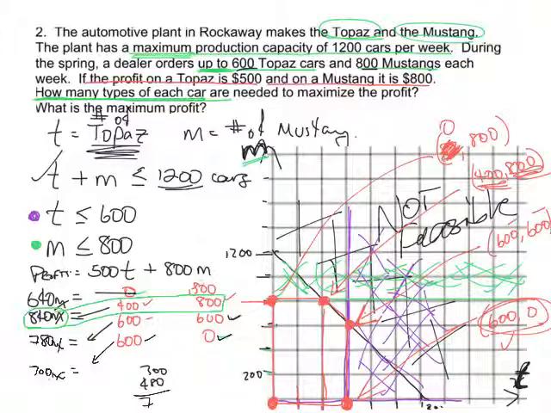Now, if you're smart, you'll go back through and check and make sure that 400 Topaz and 800 Mustangs are possible. We can go back to the original problem. Maximum production capacity by the plant is 1,200 a week. That works for this combination, 800 and 400. The dealer order is up to 600 Topaz. Well, 400 meets that. And 800 Mustangs, so we hit the maximum on that, and we've maximized our profit. So we're done.